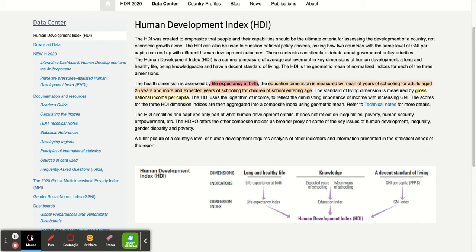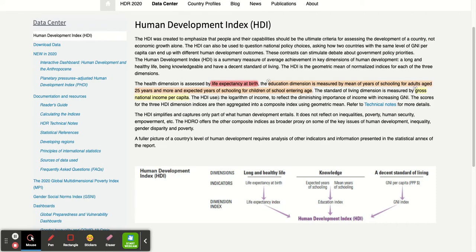So the general means of measuring well-being in the past has been to use the GNI or the GDP of a country, the gross domestic product of a country. But there are all sorts of flaws with using just that measurement. And so the Human Development Index was developed to get a more accurate measurement of how well a country is going. And it's made up of three key themes.